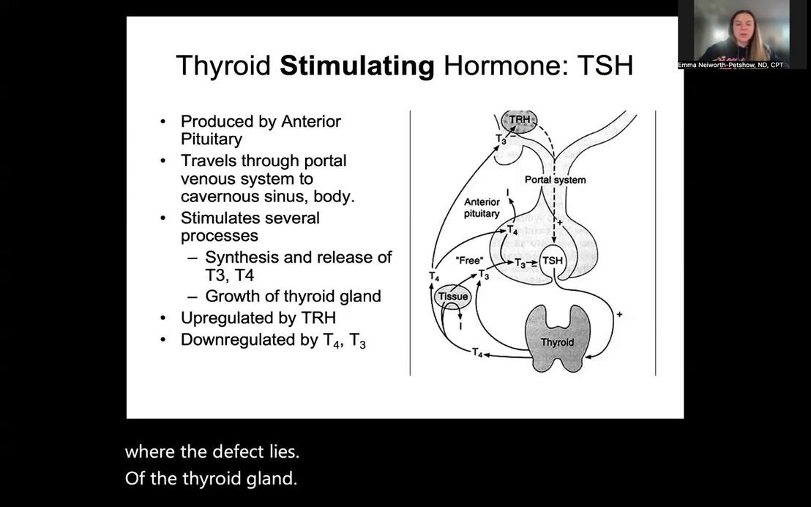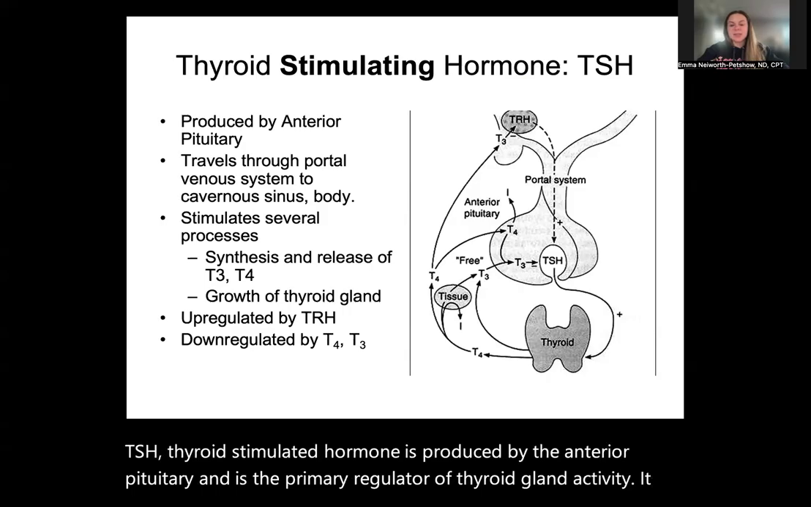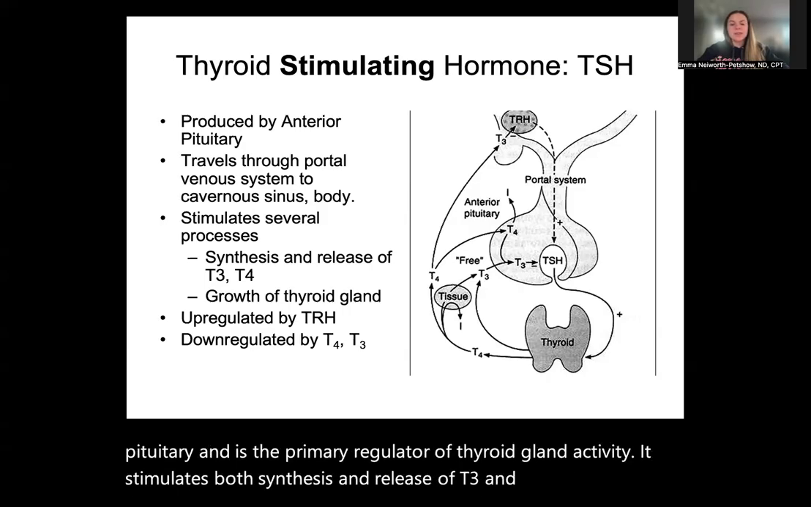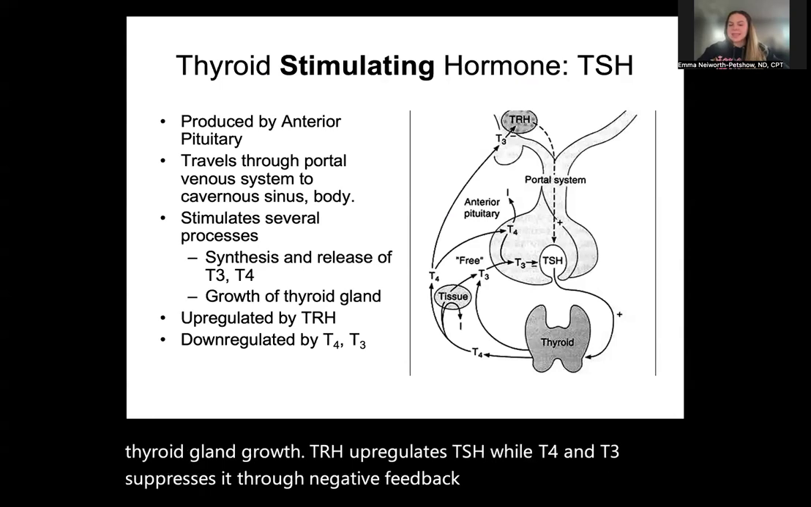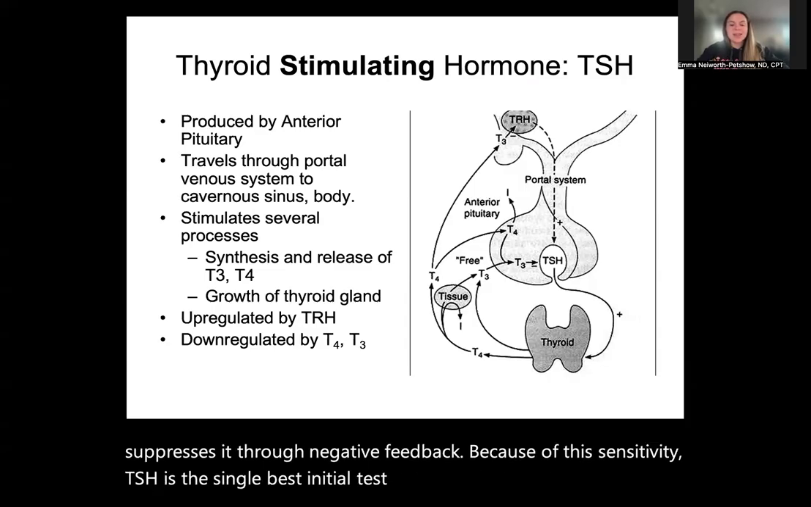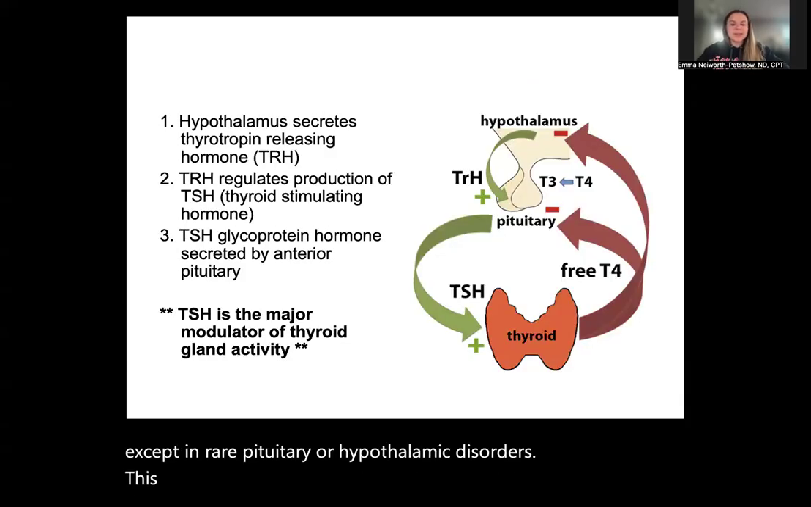TSH, thyroid stimulating hormone, is produced by the anterior pituitary and is the primary regulator of thyroid gland activity. It stimulates both synthesis and release of T3 and T4, and it promotes thyroid gland growth. TRH upregulates TSH, while T4 and T3 suppress it through negative feedback. Because of this sensitivity, TSH is the single best initial test when evaluating thyroid function, except in rare pituitary or hypothalamic disorders. This slide outlines a full regulatory sequence.